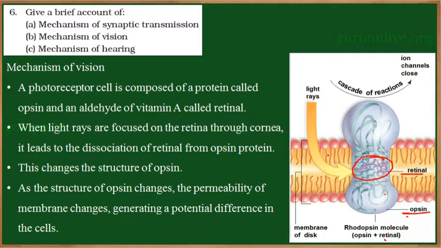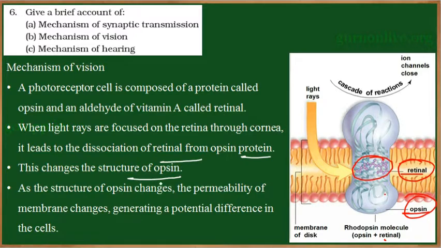When the light reaches the retina through the cornea, entering from the outer layer to the middle layer and to the inner layer, once it reaches the retina, it leads to the separation of the retinol and the opsin. As they get separated, the structure of opsin gets altered.